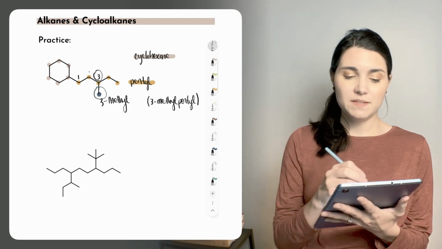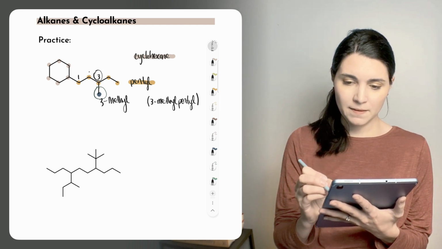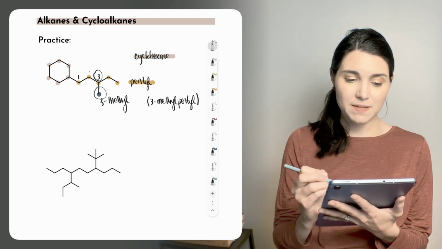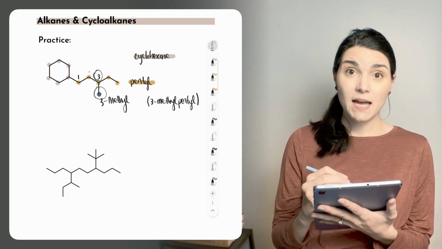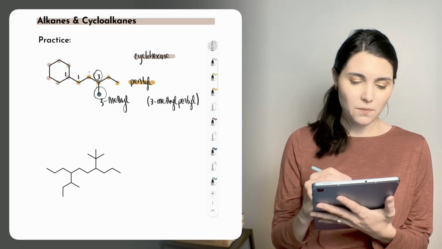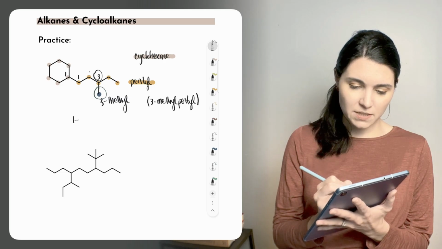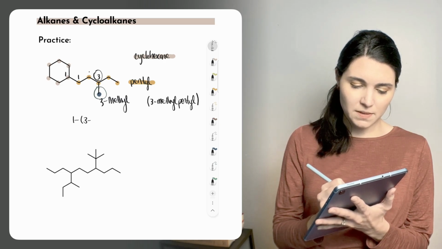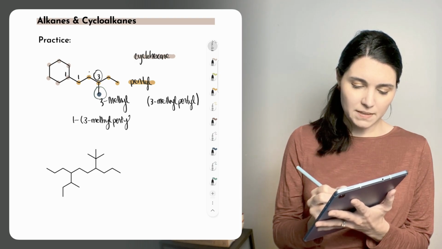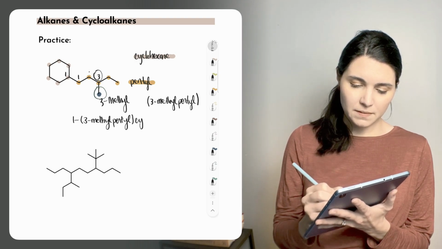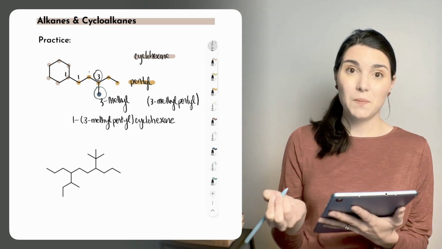So that's the name of the entire substituent that's on the cyclohexane ring. And then we need to specify where that entire substituent lives on cyclohexane. And since it's the only thing on a ring, we can call it 1. So this would be called 1 dash parentheses 3-methylpentyl cyclohexane. Big long name.